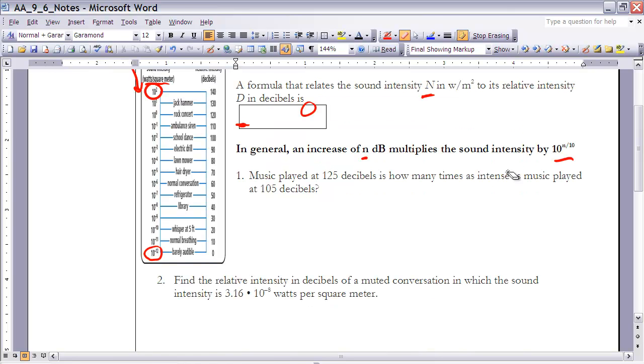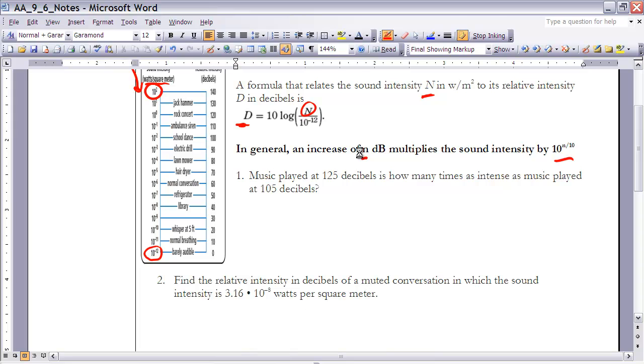So let's take a look at example 1 here. It says music played at 125 decibels is how many times as intense as music played at 105 decibels. To figure out how many more times intense it is, we're looking at this idea right up here: if it's an increase of N decibels, the intensity is multiplied by 10 to the N over 10.